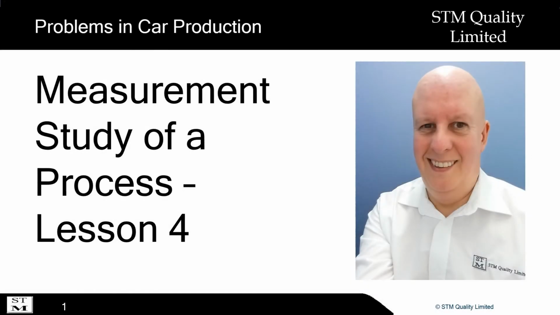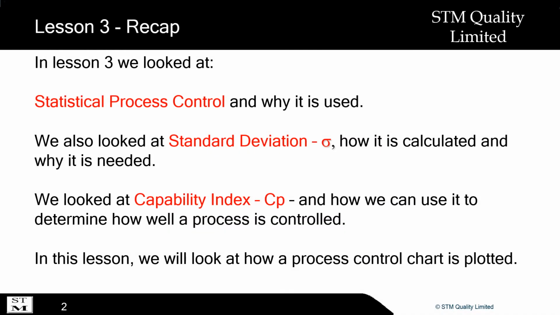Welcome to Measurement Study of a Process, Lesson 4. In Lesson 3, we looked at statistical process control and why it is used. We also looked at standard deviation, sigma, how it is calculated and why it is needed. We looked at capability index, CP, and how we can use it to determine how well a process is controlled. In this lesson, we will look at how a process control chart is plotted.